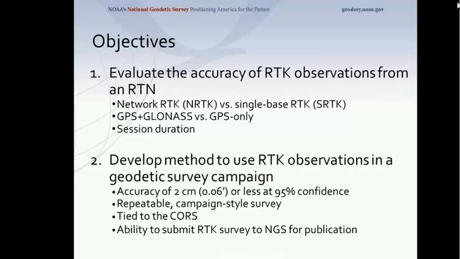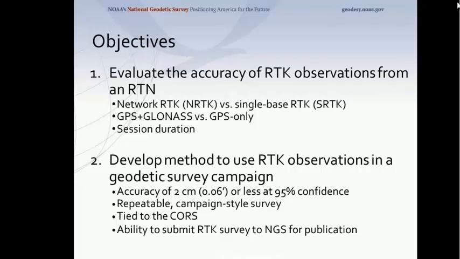So the objectives today, and I'll show you some of the results: we have two objectives. First, we want to evaluate the accuracy of RTK observations from an RTN. We're going to compare network RTK versus single base RTK. We have data collected with both GPS and GLONASS versus just GPS alone. So we'll do those comparisons, and one of the research questions we were trying to decide is whether there is an optimal session duration. How does it compare in terms of accuracy when you do a 5-second shot versus, say, a 3-minute shot versus, say, an 8-minute shot, and so forth?